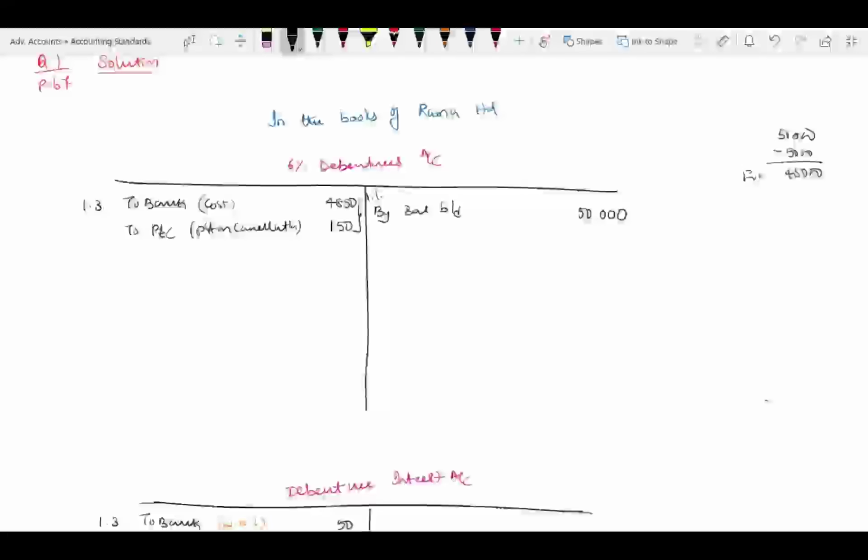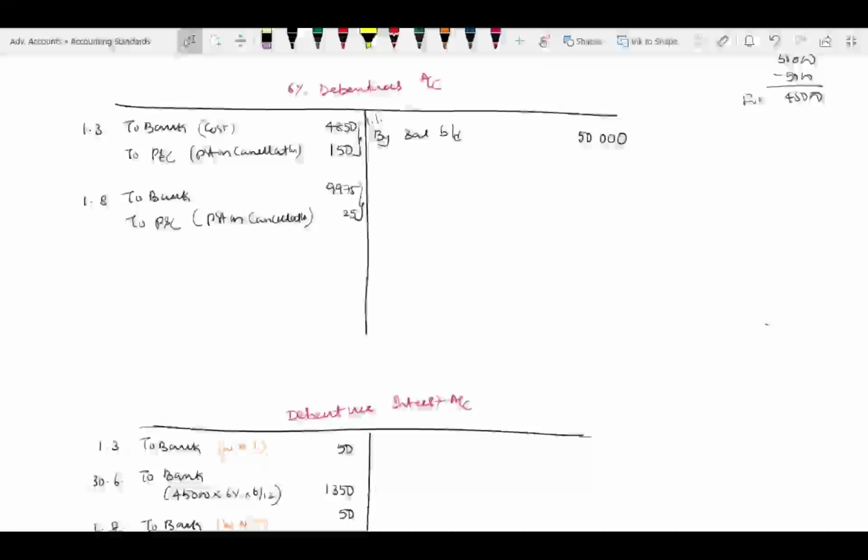So come to here. This is on 1/8, to bank 9,975, to P&L, profit on cancellation 25. Therefore, another 10,000 gone. As of now, 35,000 is there. Correct? Now let's go to 15th December.